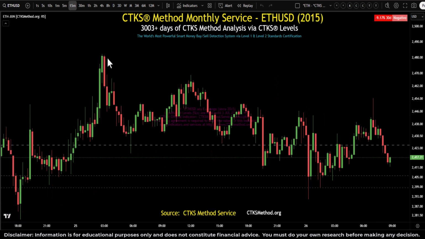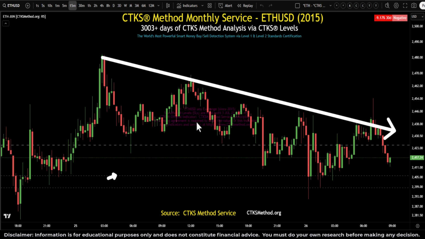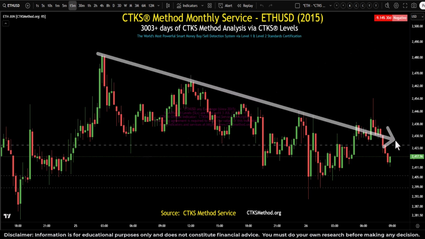When looking at the Ethereum structural levels, we can see ETH was under a lot of negative momentum. Basically, Bitcoin went up and the alts came down. Why did that occur?